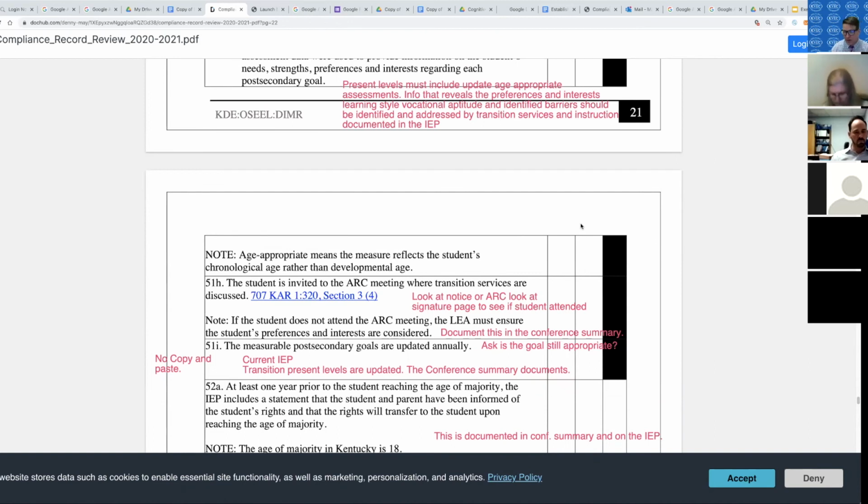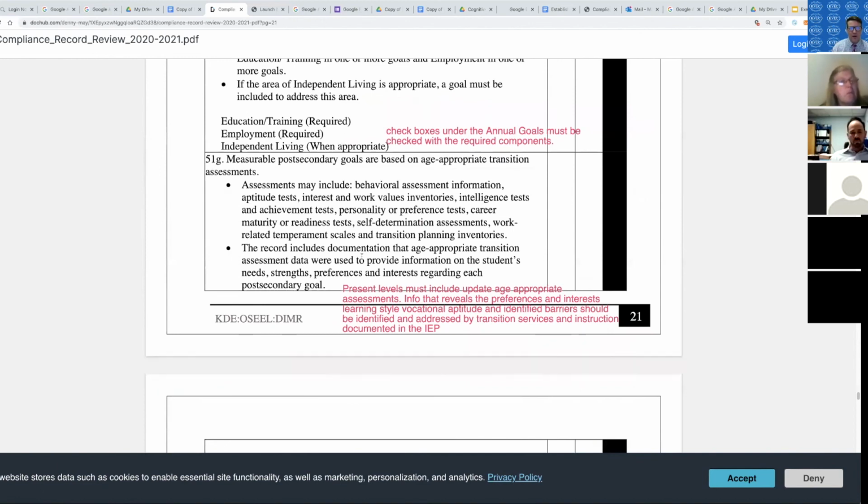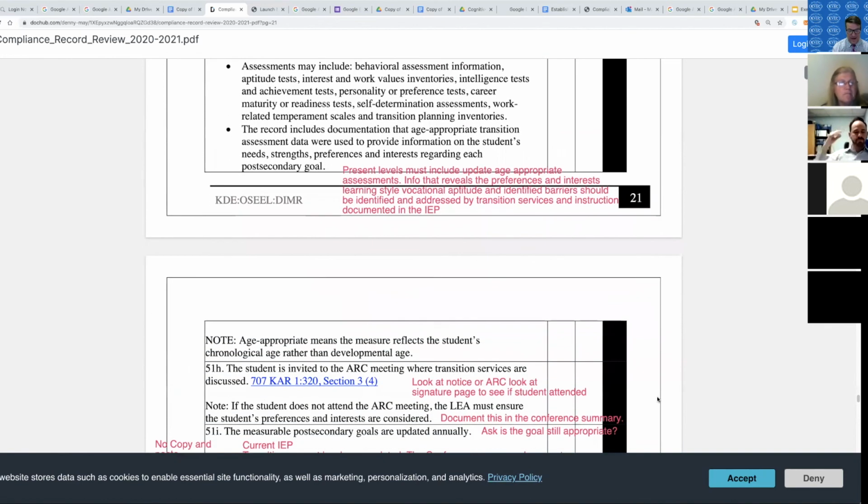You've got to address new things, instruction, employment, community experiences, I should say, not community service, but community experience, whatever it is that the student needs to overcome those identified barriers that come up. You have to identify those and you have to address those. So, I got a little bit ahead of myself, but just make sure that the record includes documentation that age-appropriate transition assessment data were used to provide information on the student's needs, preferences, and interests, and that we've addressed any barriers that may arise from that documentation or from that data.